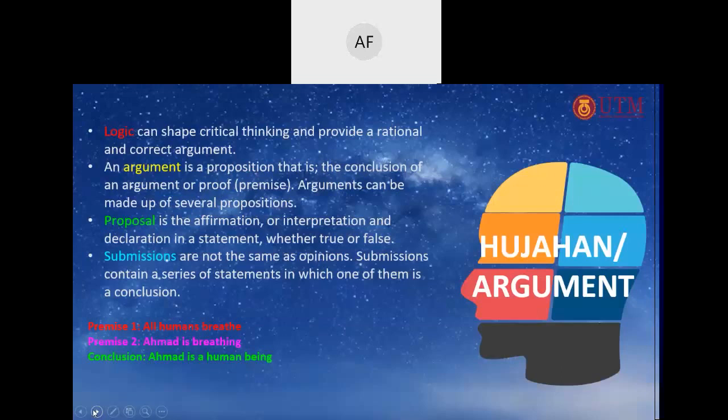For example, premise one, all humans breathe. And then premise two, Ahmad is breathing. And then we can conclude that Ahmad is a human being because all humans breathe.